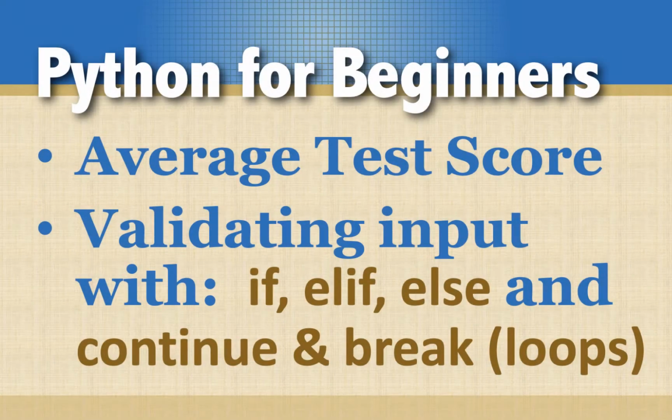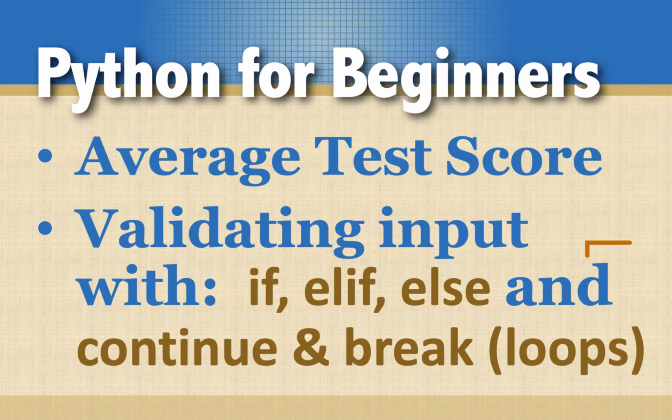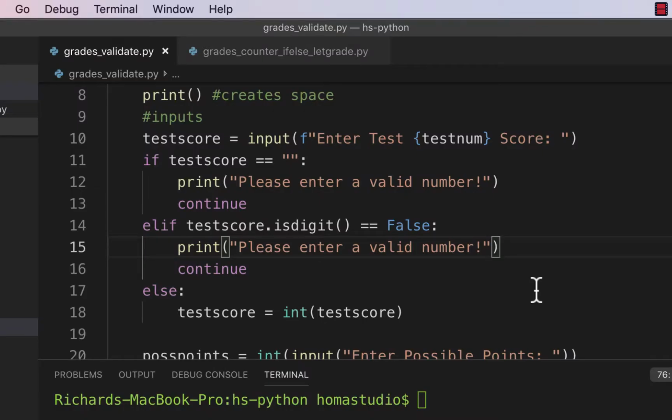Welcome back to part 2 of our Python for Beginners video of average test score, and we're validating our input using if, elif, else, continue, and break statements. In this one we're going to focus more on the break statement to break out of our loop, and we're also going to add a while loop in this part. First of all, thanks for hanging around for part 2. We'll try to wrap this up a little quicker than the first video.